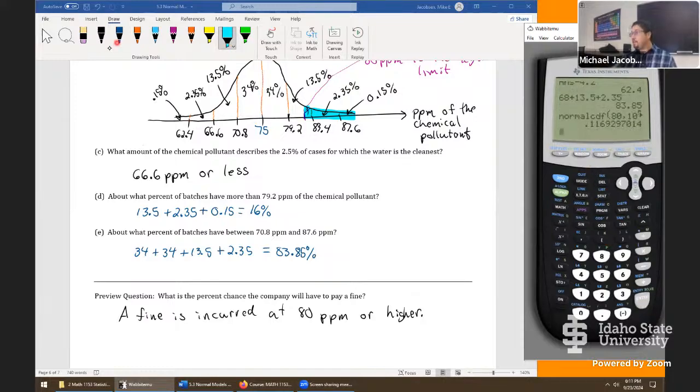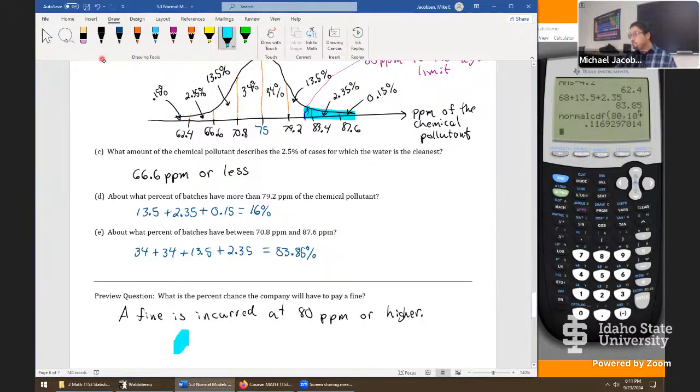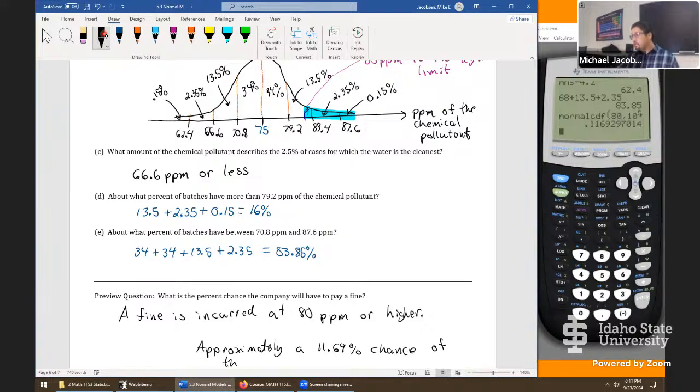It's going to be approximately a 11.69% chance of this occurring.